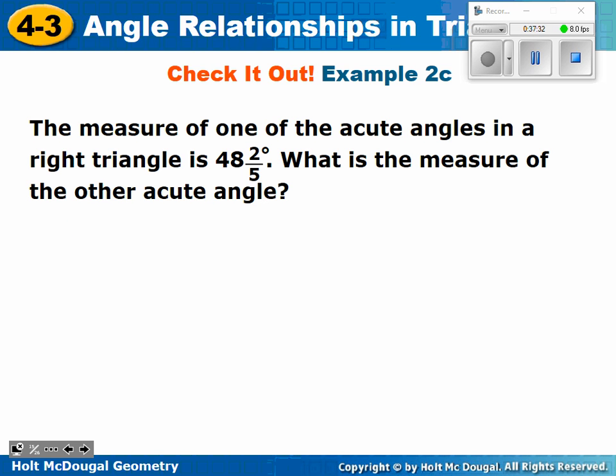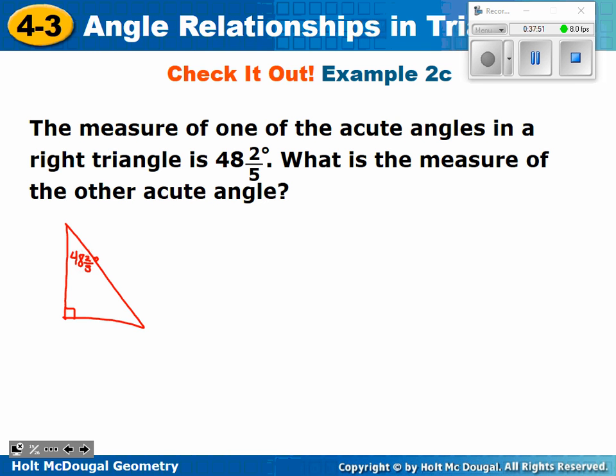So again, visually, if you would like to draw yourself a picture, you can. You have a right triangle. One angle is 48 2/5 degrees. How are we going to find the other angle? Exactly. Use that shortcut. Don't make it harder on yourself.